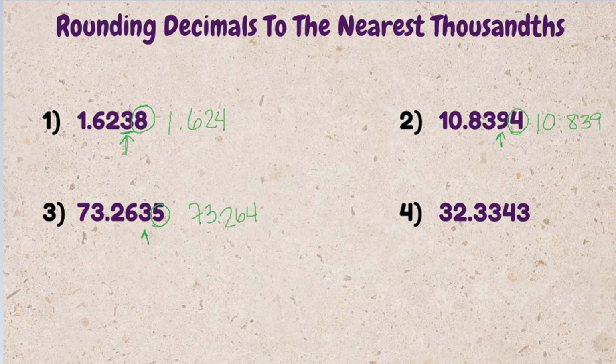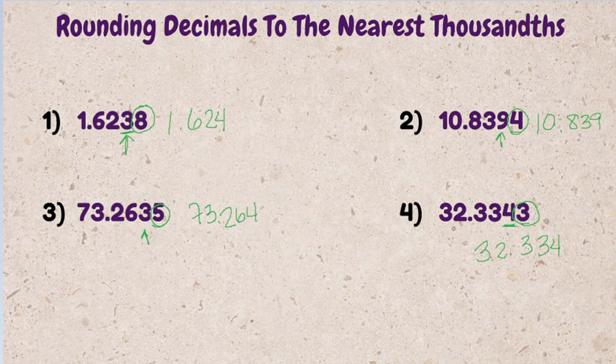Last example, 32.3343. The 4 is our thousandths position. 3 is the number to the right. It's 4 or less, we keep it the same or round down. 32.334.